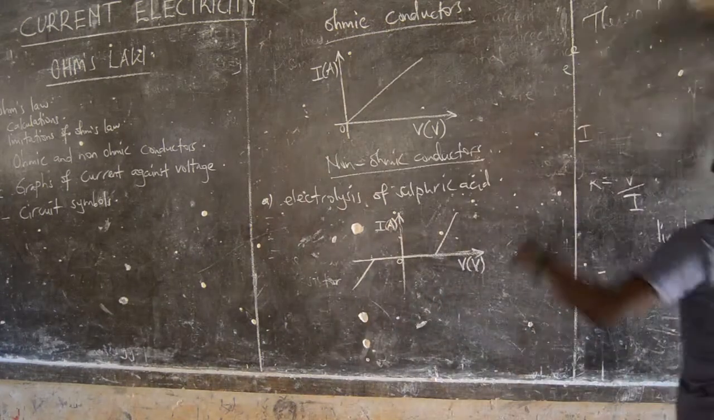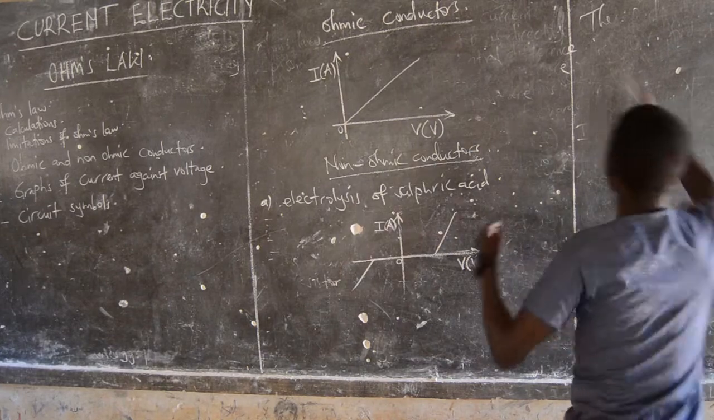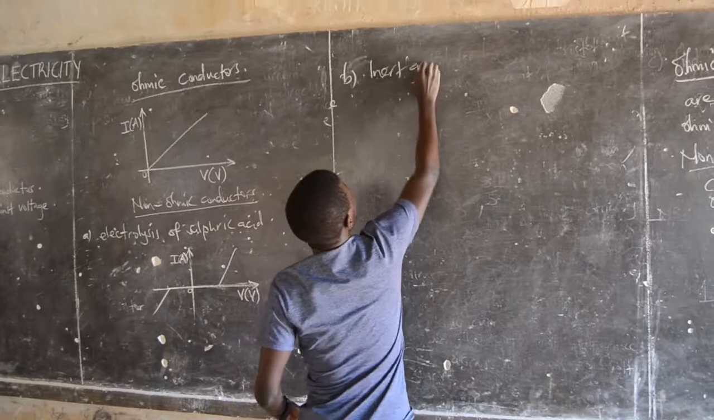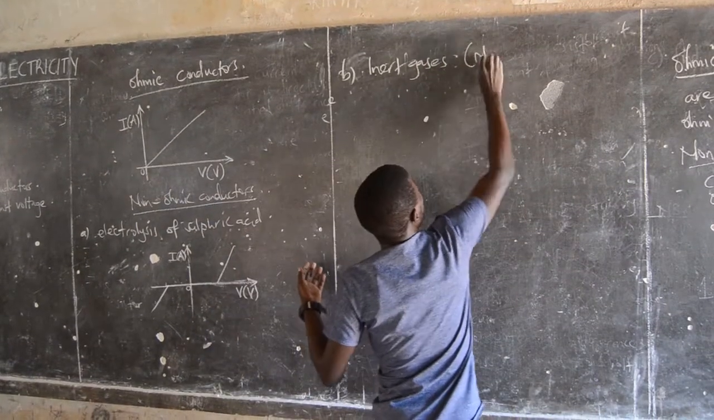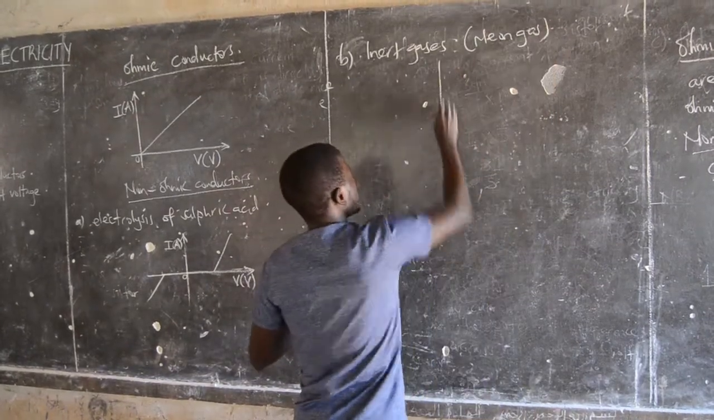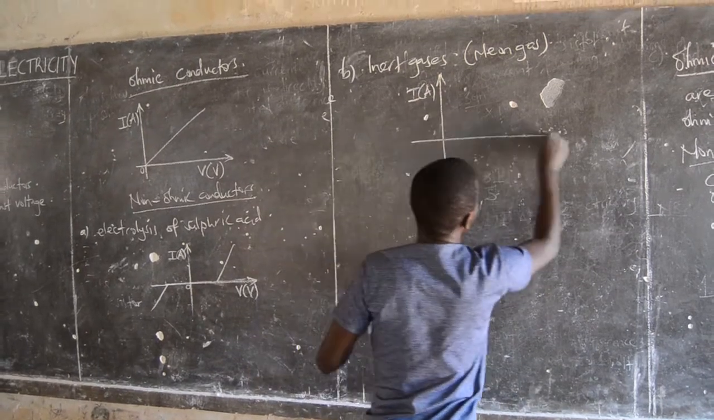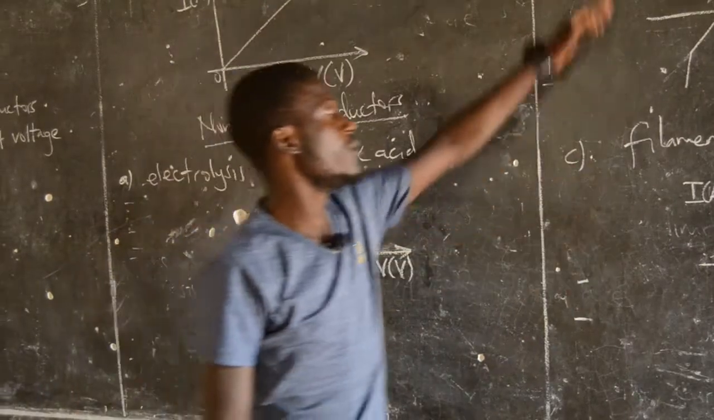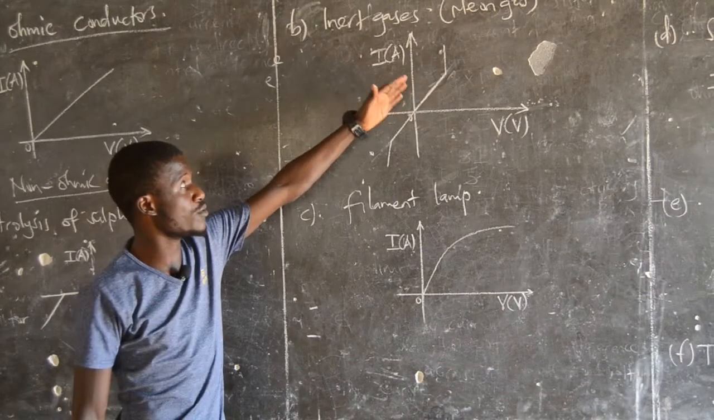Then we can have another one. Remember, all those ones are non-metals. We can have like for inert gases. Inert what? Gases. Like for example, I can give an example like maybe neon gas. It's a good example there. It will look like this. Very simple. This is your current against maybe this is voltage. Now on the inert gases, a good example I've given that neon gas. That's how the graph should look like.